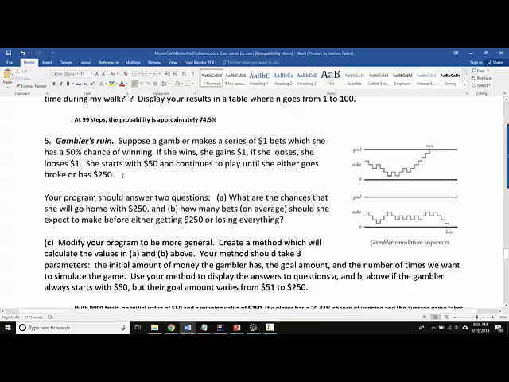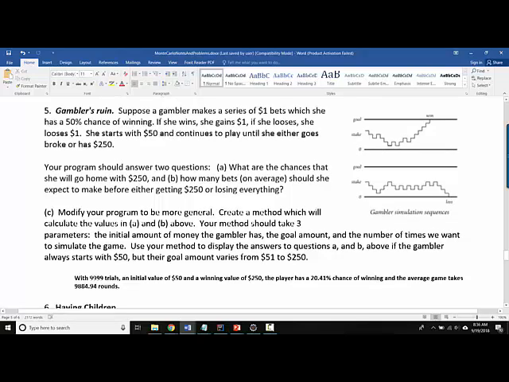Okay, gambler's ruin. So a gambler makes a series of $1 bets, which she has a 50% chance of winning. If she wins, she gains $1. If she loses, she loses $1. She starts with $50 and continues to play until either she goes broke or has $250. So here's a little picture of what that might look like. She starts with 50 and she wins some and she loses some, and eventually she plays until she wins, or she wins some and she loses some and eventually she plays until she loses.